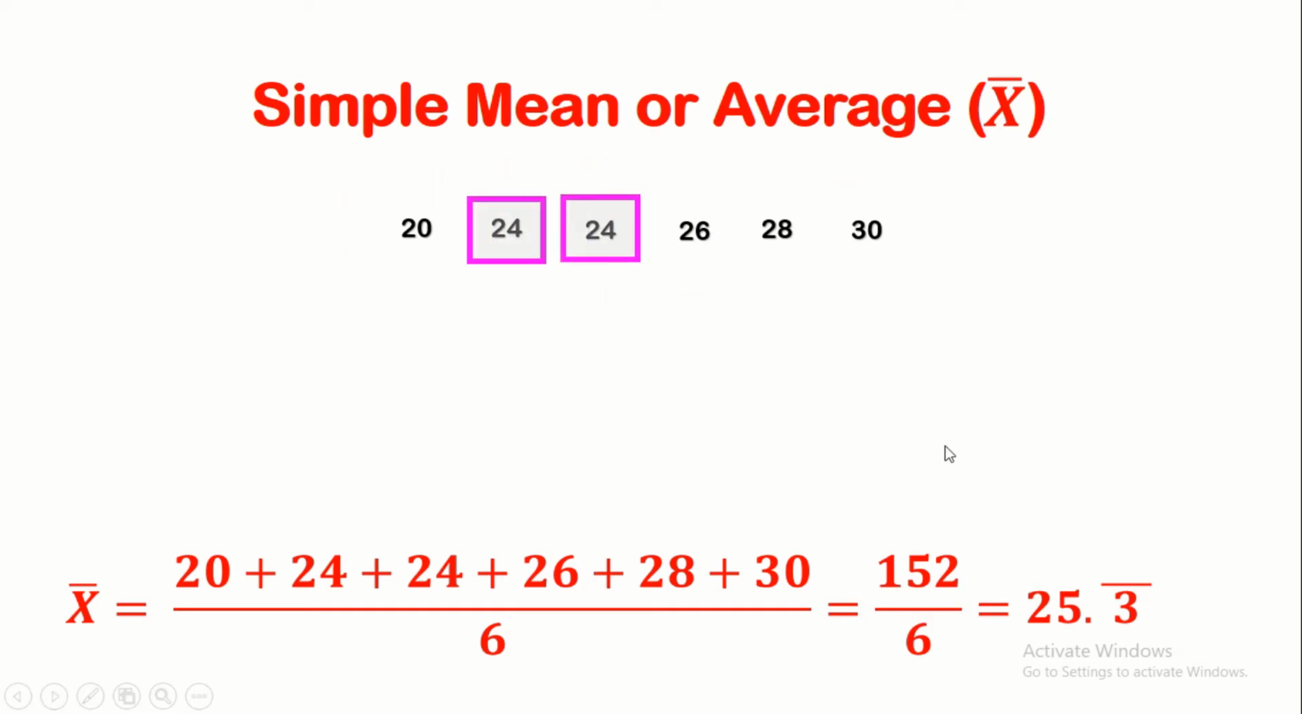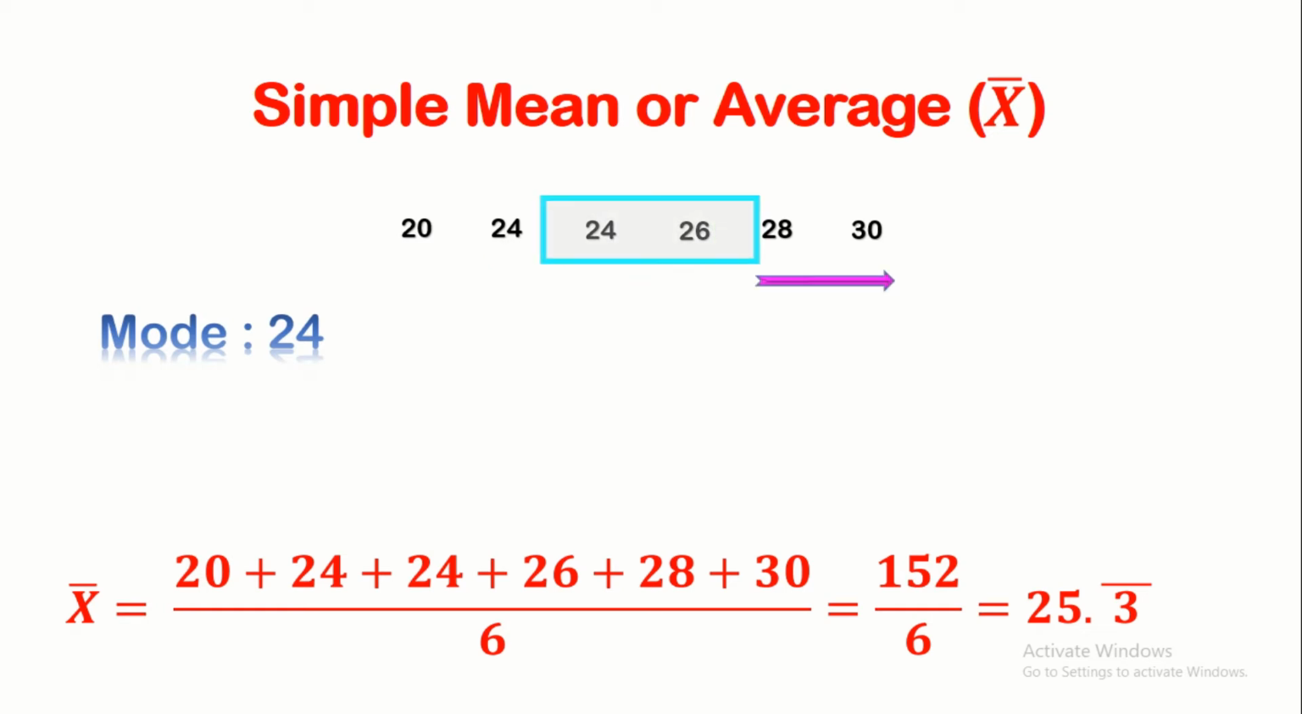Now how to find the mode? Actually, if we arrange the given values in a distribution table, we get the frequency of 20 is 1. We have only one value of 20, while for 24 it's 2, and for the other values it's 1 for each of them. The mode is the number that has the highest frequency, and here 24 is repeated more than the others, so we can say in this case that 24 is the mode.